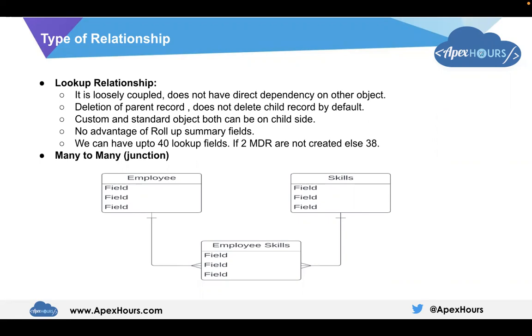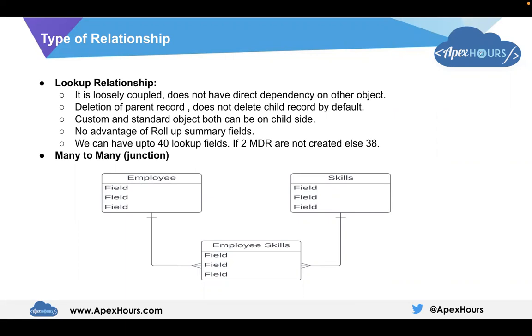In master detail relationship, deleting the parent used to delete the child record also. Custom and standard objects both can be on the child side. Vice versa, in master detail relationship, the parent, the master, sorry, the standard objects could not be set on the detail side. In lookup relationship, there is no advantage of roll-up summary fields. And we can have up to 40 lookup fields in an object. If we are having two master detail relationships, then we can create 38 lookup relationships only.